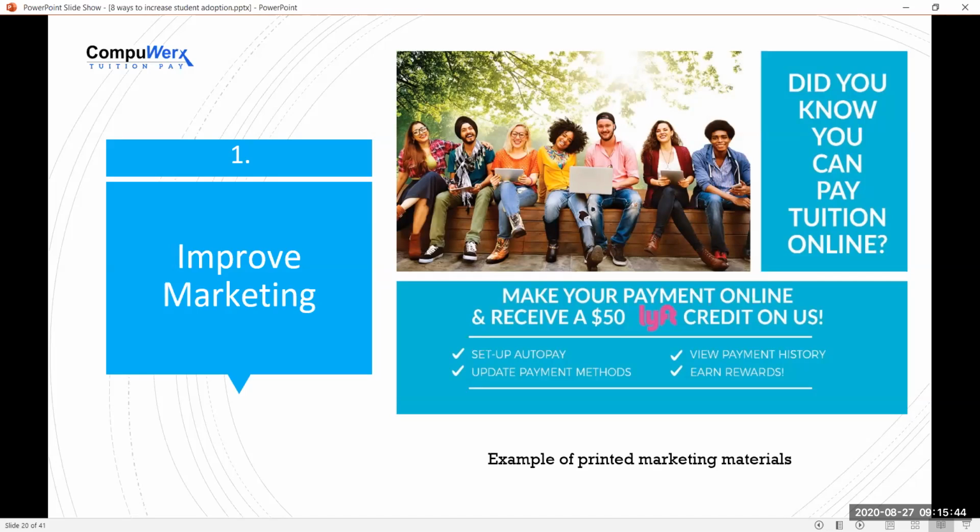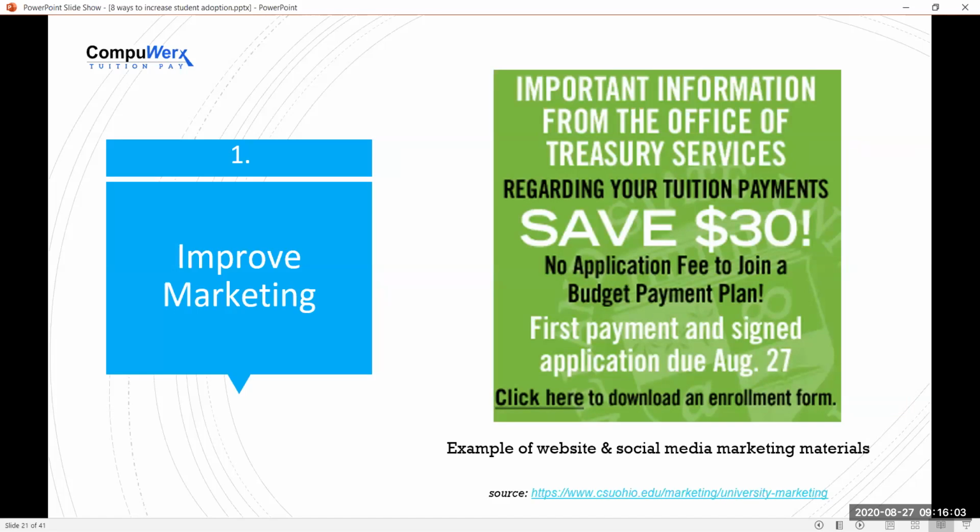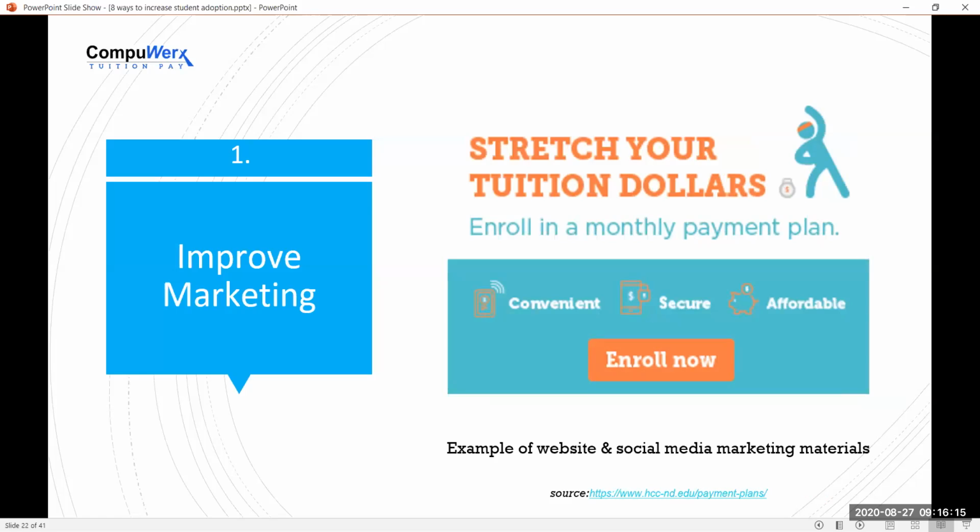Well, here is an example of printed material. For this example, you could offer a $50 lift credit for anybody who sets up a monthly payment plan with automatic payments. This is another example for people who set up a payment plan: they could save $30 for setting up an online payment plan. This is another example: Stretch your tuition dollars, enroll in a monthly payment plan. It tells them the benefit, why: convenient, secure, and affordable. Also, this is very important: you want to put a link over here. As students click on the link, it will take them to a page where they can set up their payment plan with automatic payment.